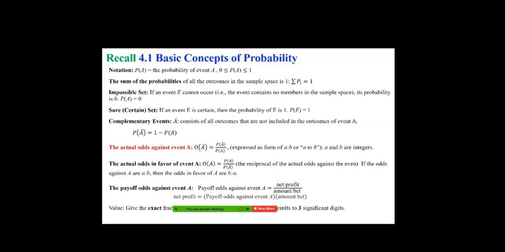The next topic of probability includes counting. Again, the basic concept, probability is between 0 and 1. The sum is always 1. Complementary events add up to 1. Odds against, odds for.